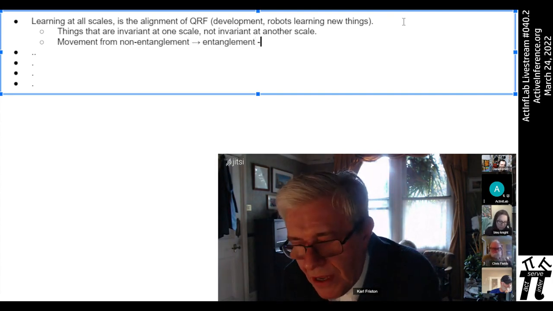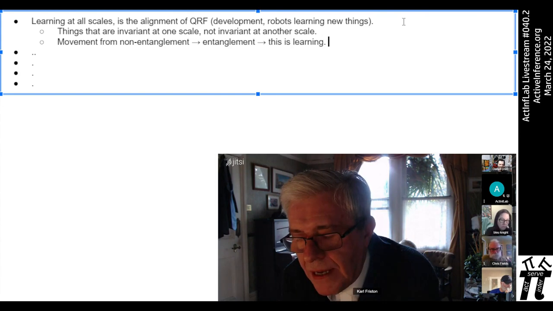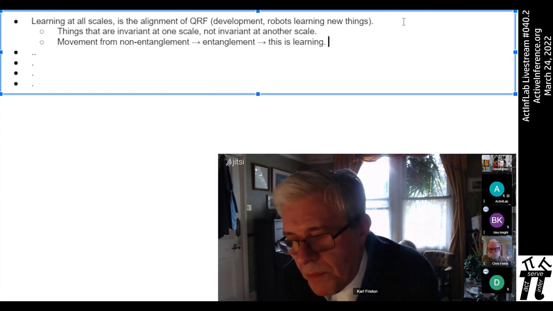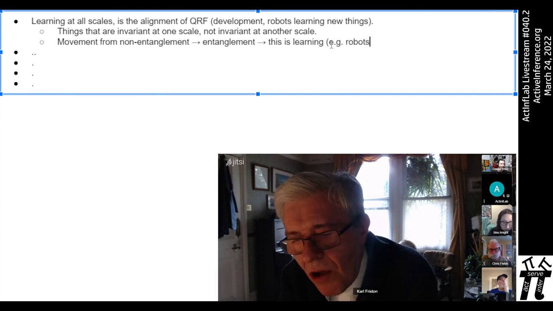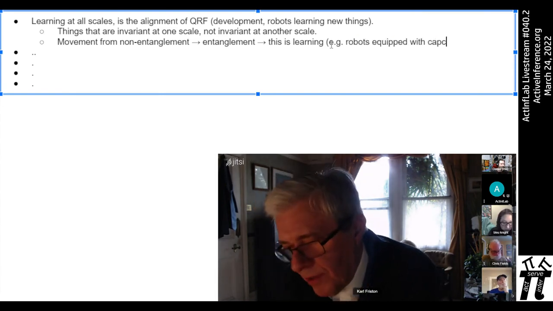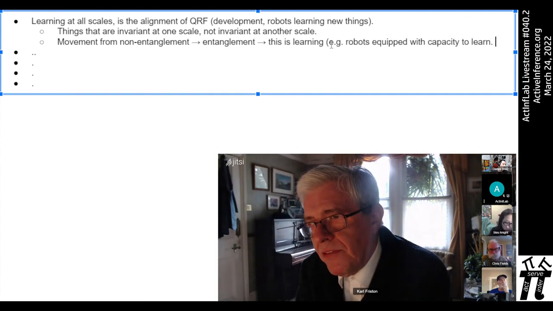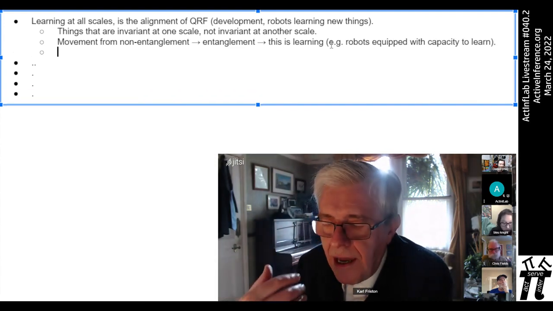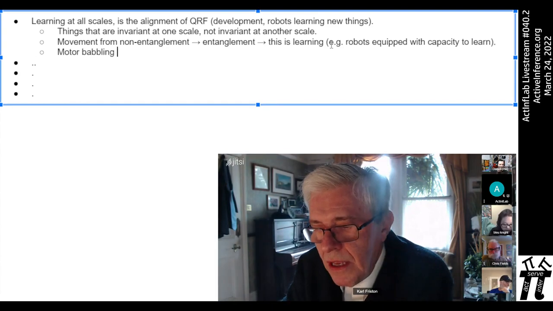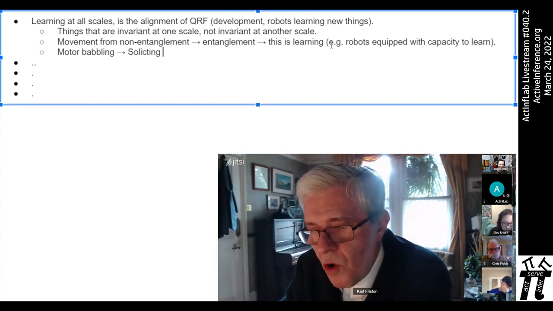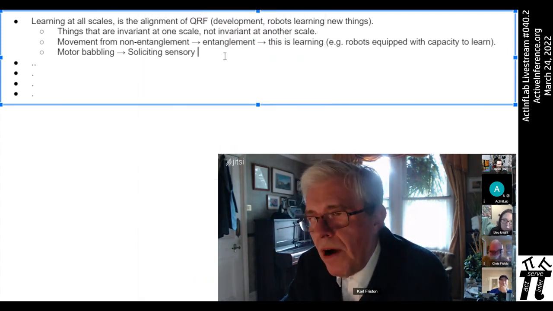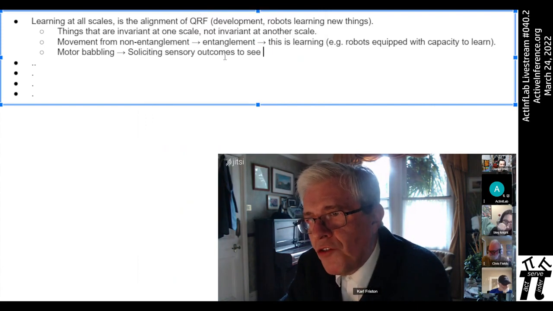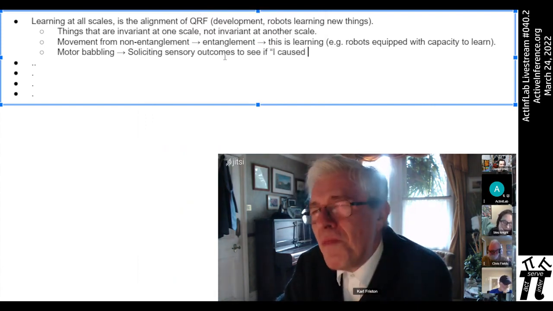I think the robot example is a nice illustration of that, in the sense that these robots were equipped with the ability to learn about themselves. And of course, the analog in developmental psychology, and indeed I would imagine developmental neurobotics, is motor babbling. It's basically soliciting outcomes, sensory outcomes, in order to start to disambiguate: did I cause that, or did you cause that? What parts are apparently under my control? But of course, that's a very anthropomorphic interpretation.